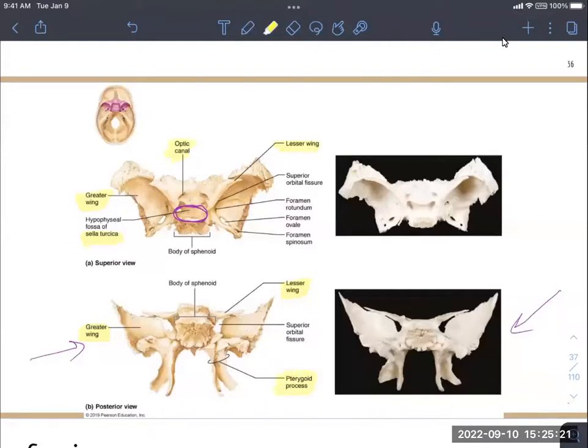That's where the pterygoid muscles of your mouth attach. Sometimes the processes are named for what attaches to them. Sometimes they match. It's kind of nice.